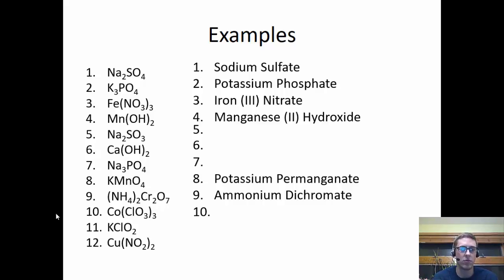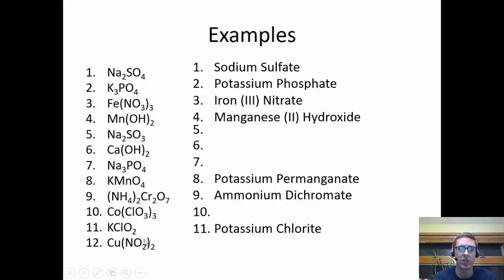How about this one right here? KClO2. It's going to be similar to before, but we know this is potassium. This is chlorite. What is it? Potassium chlorite.